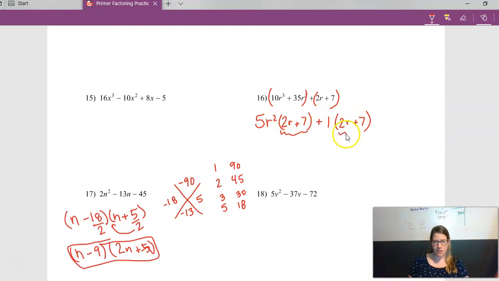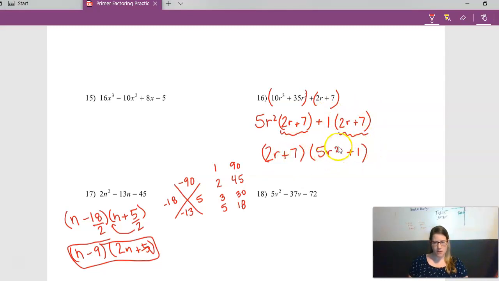2r plus 7 and 2r plus 7, those are the same. Just like 5 and r squared were common factors between the terms in this first group, these two terms both have a common factor of 2r plus 7. So I'm going to pull out the 2r plus 7 in front, just like I pulled out 5r squared in front of this term. If I pull that out, it leaves the 5r squared, and if I pull out 2r plus 7 from this term, it just leaves the 1. So 2r plus 7 times 5r squared plus 1.